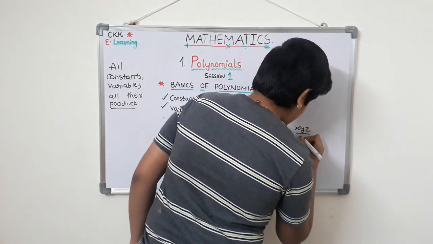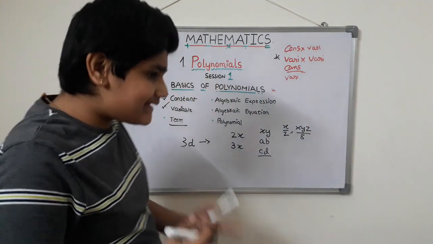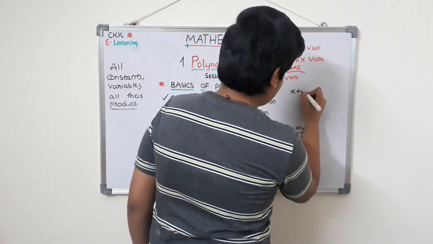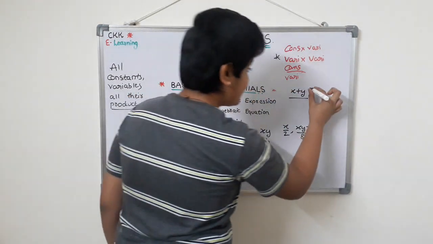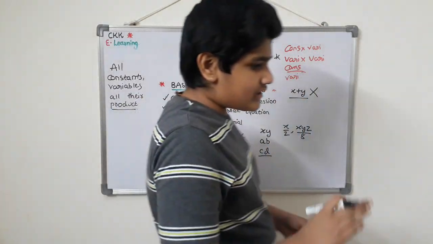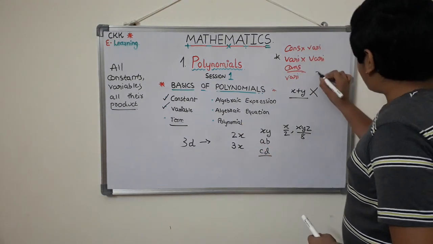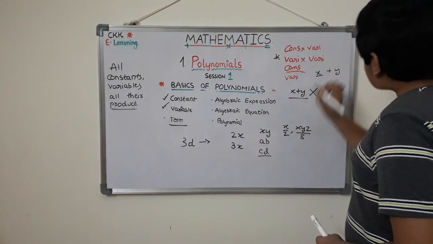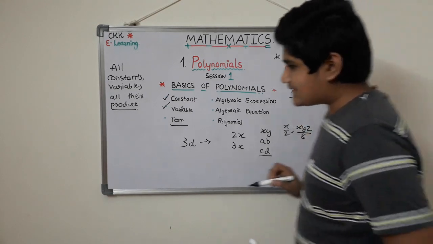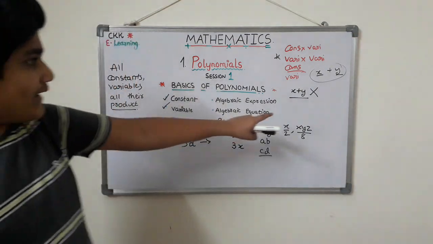XYZ by 8. This is also a term. Understood? So anything can be a term, with multiplication and division. But now see, x plus y. This is not a term. Please remember, if we do addition and subtraction, that is not a term. Now here, x plus y: x is a term, y is a term, but this total will not be considered a term. Did you understand that point?